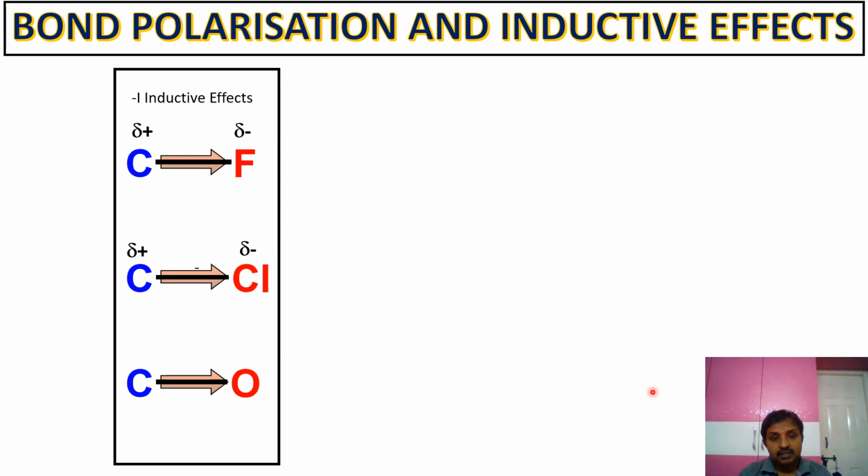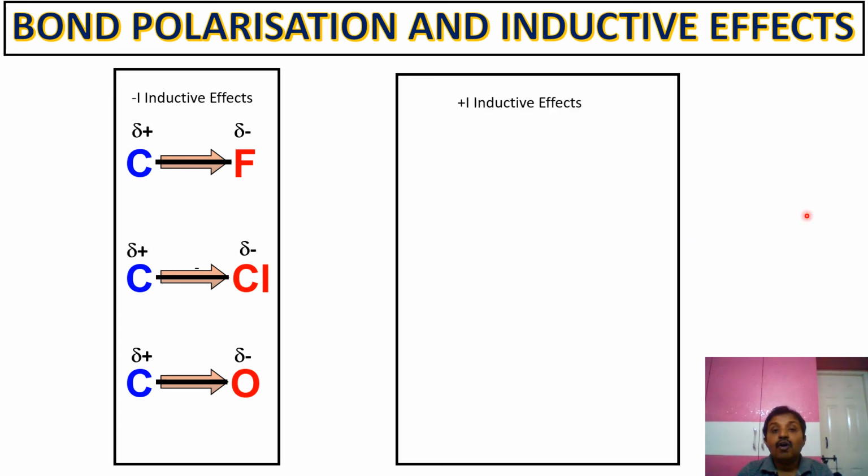See here, it is the same case. Your oxygen atom, being electronegative, attracts the bond pair of electrons toward itself. So it represents a negative inductive effect. Because of the negative inductive effect, oxygen gets a negative charge and carbon gets a positive charge. These are the examples of minus inductive effect. Chlorine and oxygen are electron withdrawing groups, which represent the minus inductive effect.